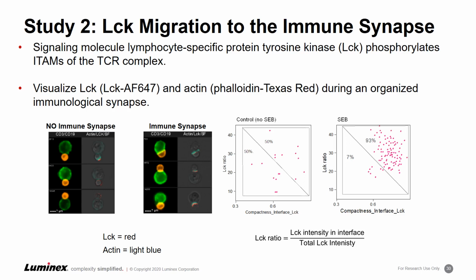And you can see that the SEB sample has a lot more pink dots than the control, which means we have more cells in synapse, which is what we have seen through the whole talk. And of the conjugates with a synapse, the majority of them in the SEB treated cells also have high LCK signal.